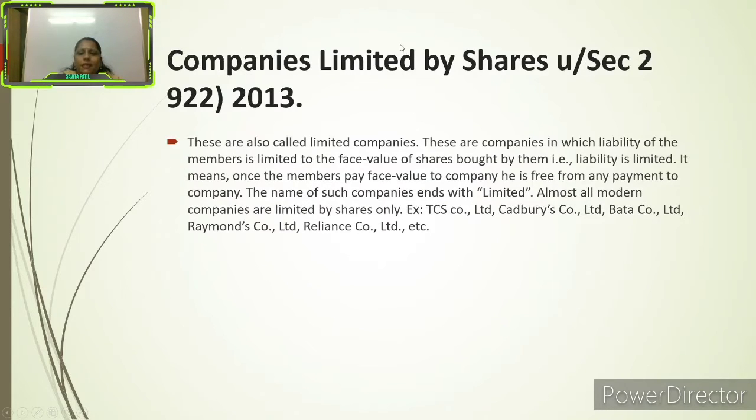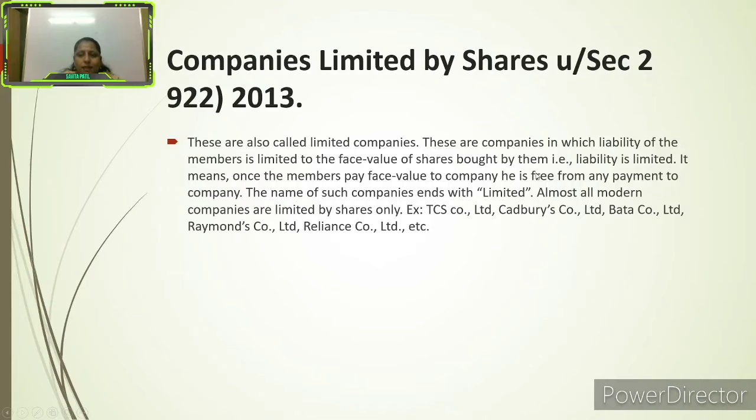Then, companies limited by shares, section 2 subsection 92 of the 2013 Act. They are also called the limited companies. These are companies in which the liability of the members is limited. In Malenadu, companies limited by shares. These are the companies in which the liability of the members is limited to the face value of shares bought by them.